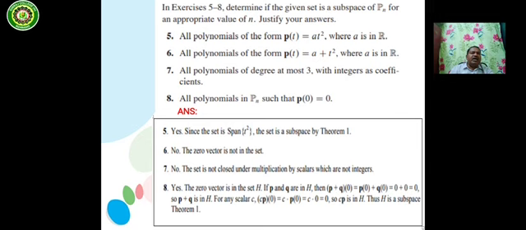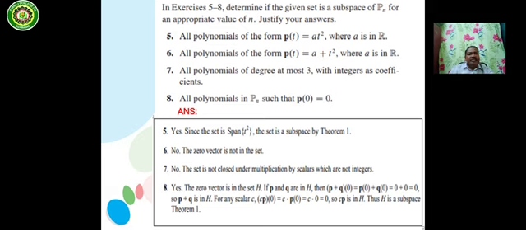Given set elements are of the form second degree polynomial. 0 into t square is the 0 bar, so the first condition is satisfied. A plus b into t square is also a second degree polynomial, so the second condition is satisfied. C into at square, ca into t square, means the third condition is also satisfied. So we say that this problem satisfies all three conditions of a subspace. So it is a subspace of V.